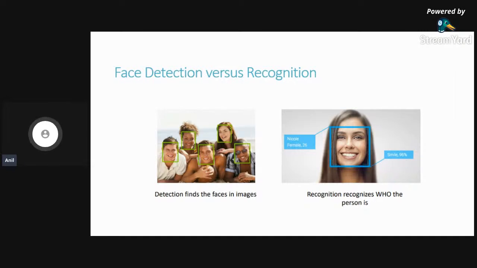And in recent days, we can also perform emotion detection from the images. So that means here the system is saying that this face is smiling, and the system's confidence is 96% in saying so.